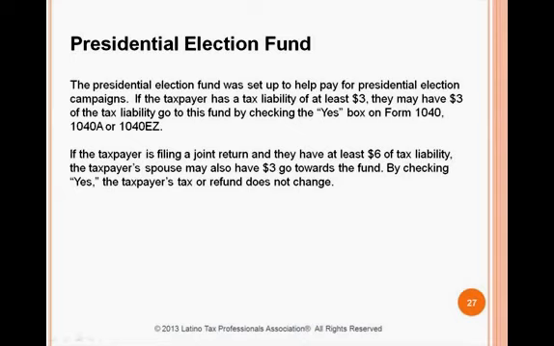If the taxpayer is filing a joint return and they have at least $6 of tax liability, the taxpayer's spouse may also have $3 go towards the fund. By checking yes, the taxpayer's tax or refund does not change.